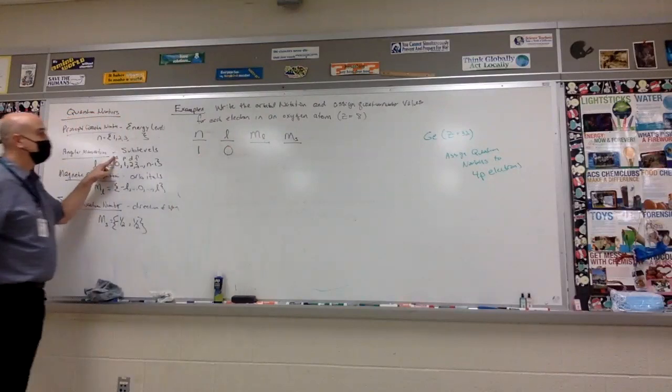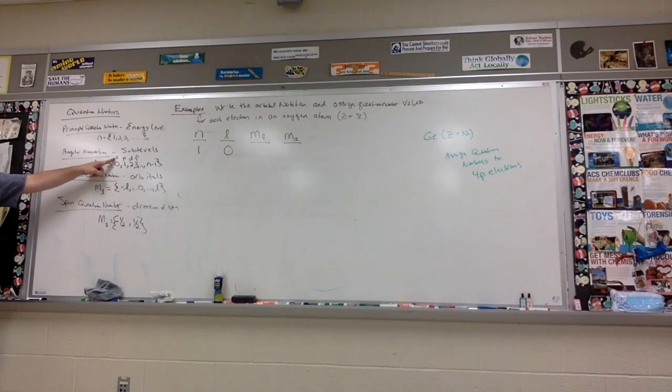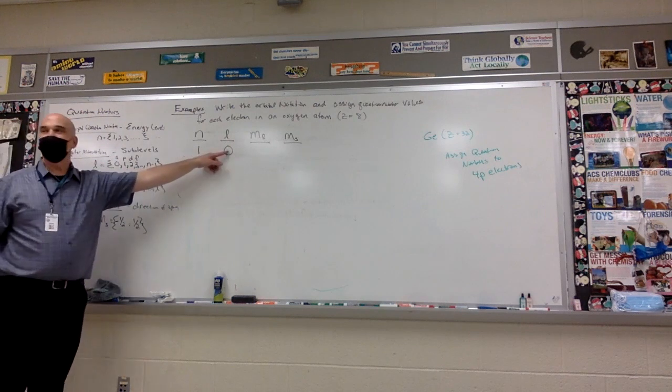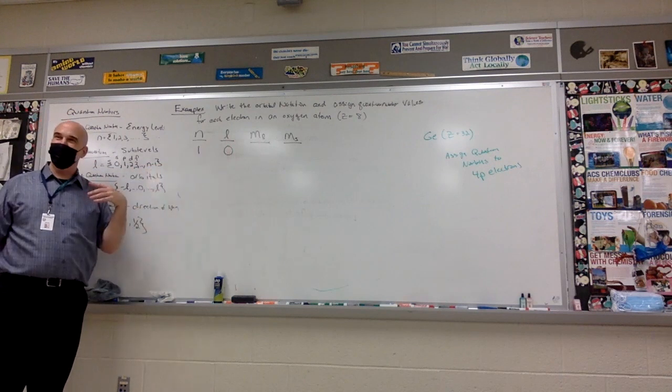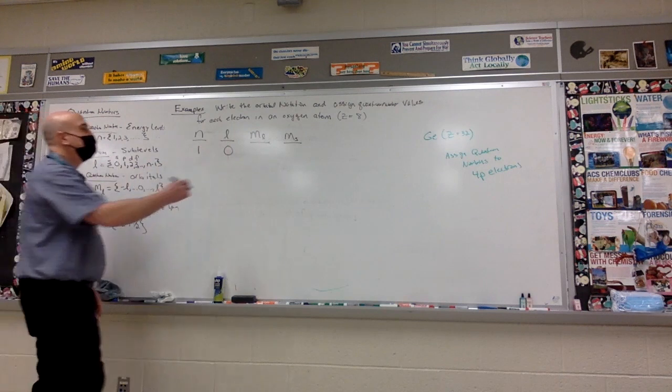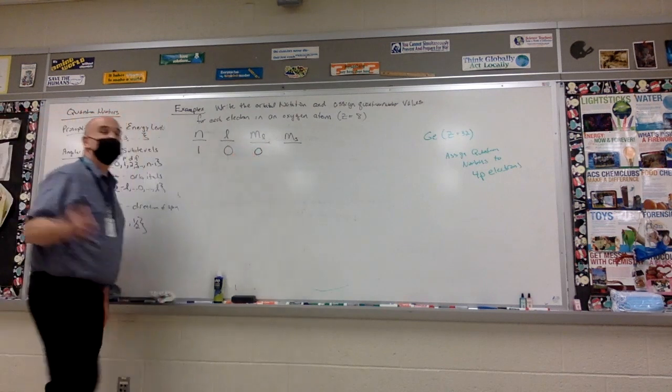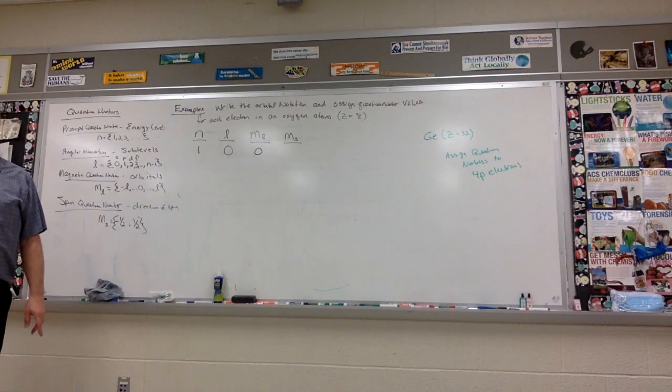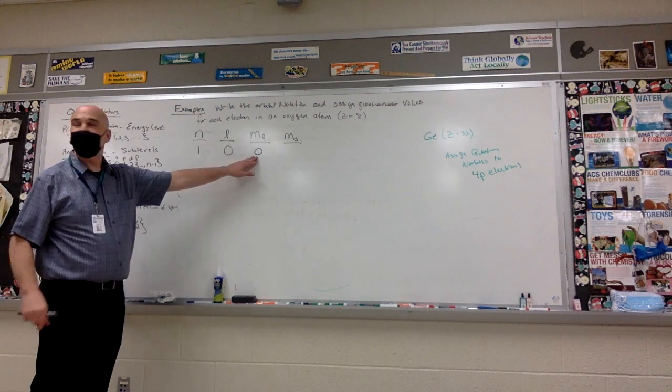What's ML? ML goes from negative L to positive L. Well, my L value is 0. Is there a negative 0, positive 0? No, so it's 0 again. So it's just 0. That means there is only one orbital, right? Which on page 111, that's why they only have one little box. That's representing my S orbital.